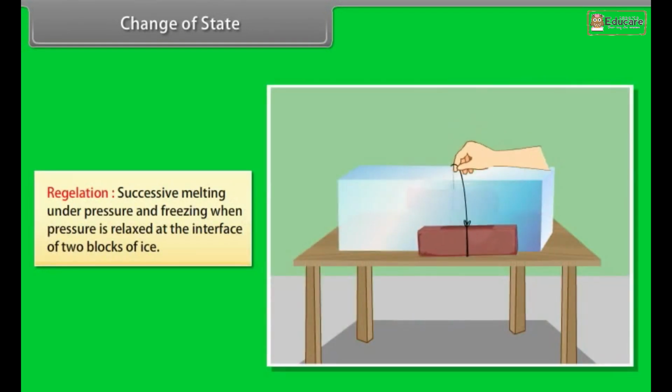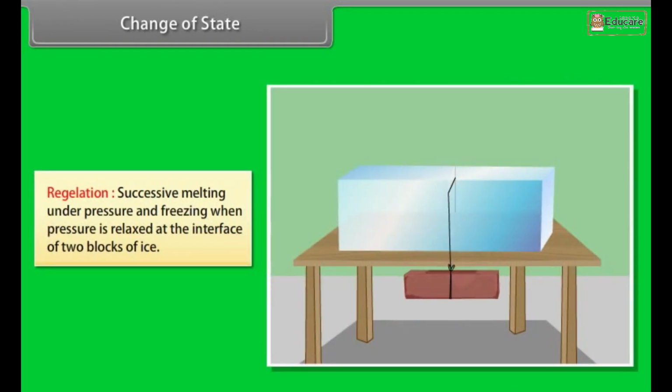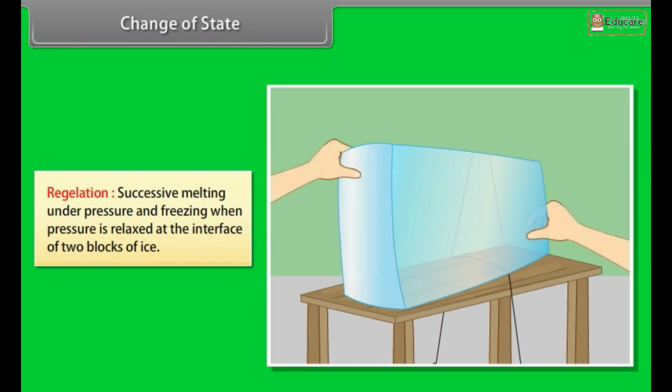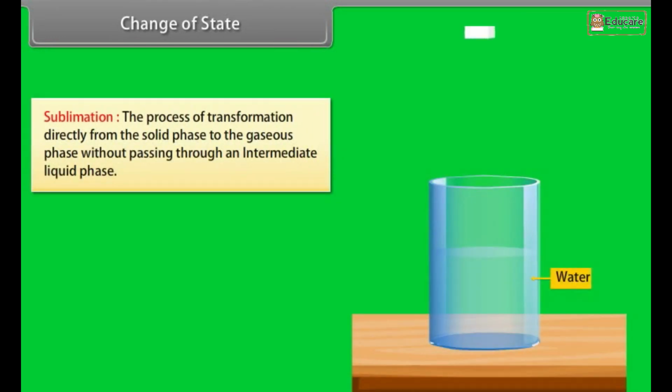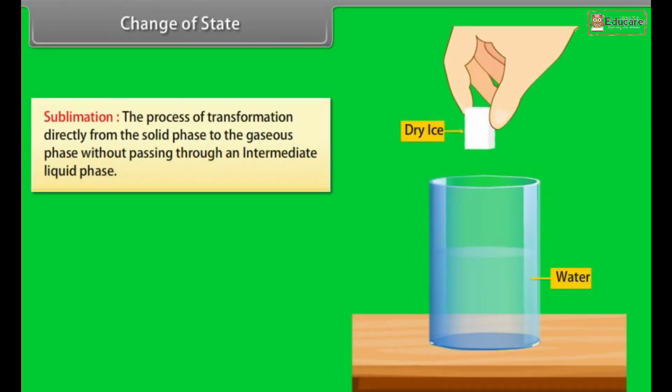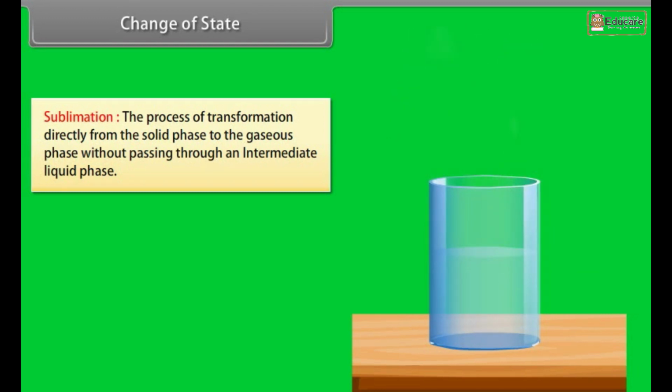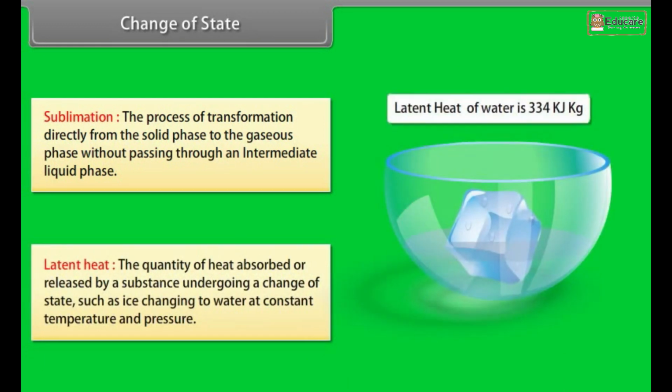Regelation. Successive melting under pressure and freezing when pressure is relaxed at the interface of two blocks of ice. Sublimation. The process of transformation directly from the solid phase to the gaseous phase without passing through an intermediate liquid phase. Latent heat. The quantity of heat absorbed or released by a substance undergoing a change of state, such as ice changing to water, at constant temperature and pressure.